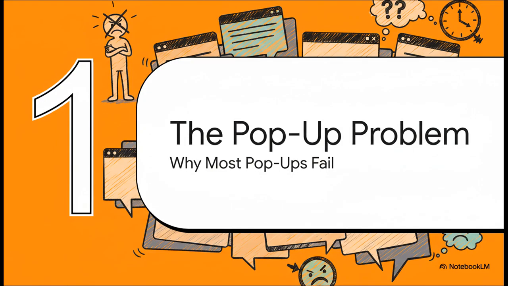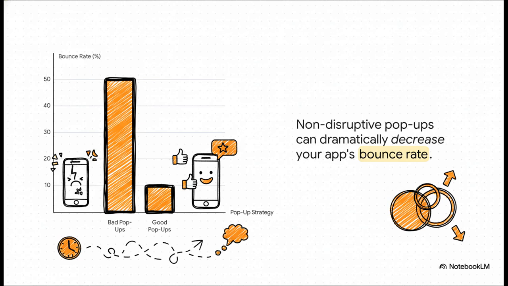It's really easy to just write off a bad pop-up as, that's just annoying. But the reality? The impact is real. You can measure it, and honestly, it can be devastating for your app's success. Just look at the difference here. Bad pop-ups can spike your bounce rate to over 50%. Let that sink in. More than half the people who open your app could be leaving right away. But when you get it right, that number just plummets. This isn't just about user experience. We're talking about the actual survival of your app.